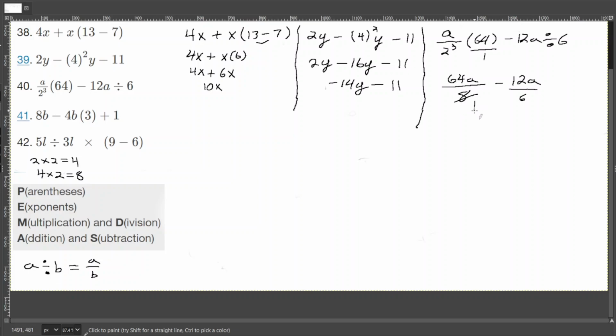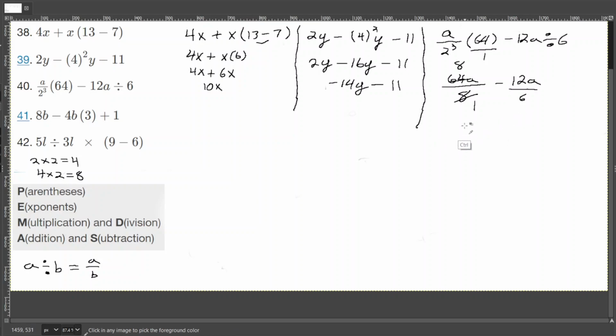How many 8s fit in 8? 1, right? So if I divide both the top and bottom by 8, I get 1. If I divide this one by 8, I get 8. So what's left over here is 8a over 1. But 8a over 1 is just going to be 8a. Okay, so how many 1s fit into 8a?